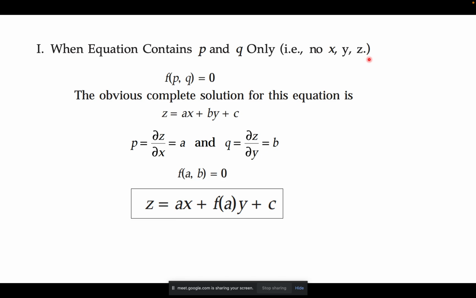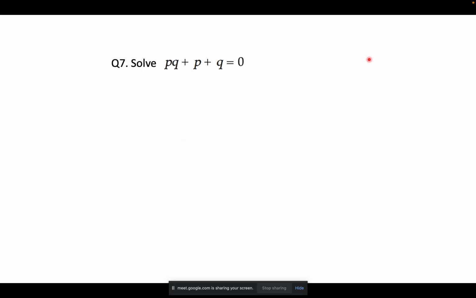Here I will take one problem where I will be showing you the same steps which I showed here in order to solve such a problem. Okay, so you are given this problem, you need to solve this PDE, where you are given pq plus p plus q is equal to 0. As you see, this equation only involves functions of pq, p, or q, right? And this is a nonlinear differential equation.